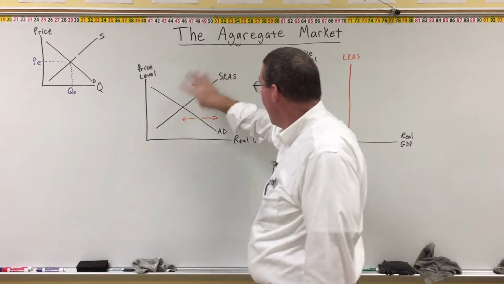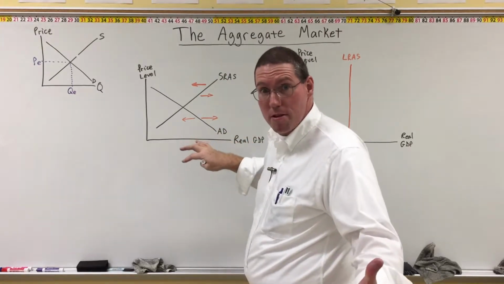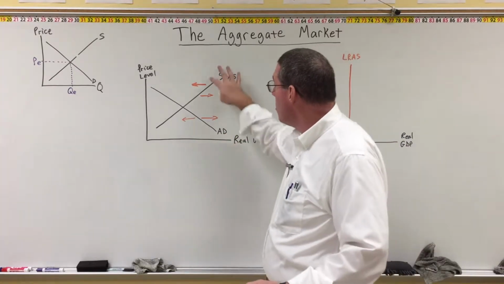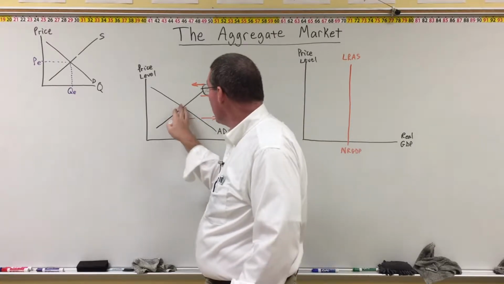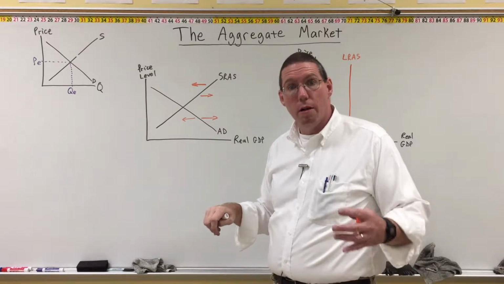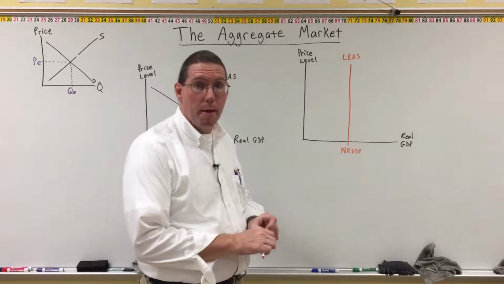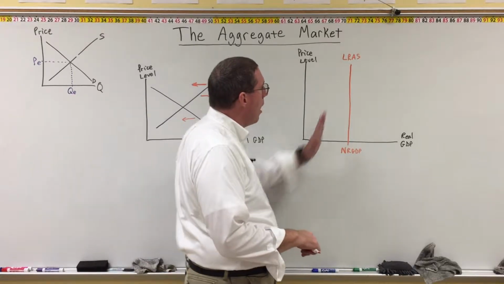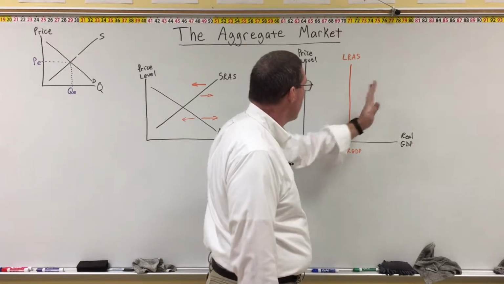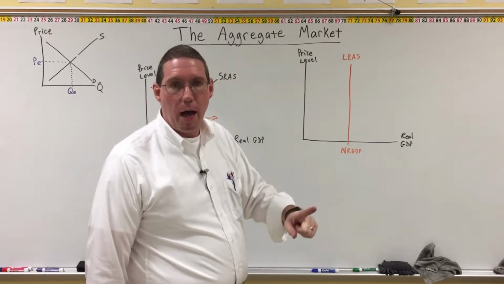So in the aggregate market, short-run aggregate supply fluctuates. We've already said that with the business cycle, right? Aggregate demand also fluctuates. And when those things fluctuate, their equilibrium, which again occurs at the intersection, will fluctuate. Not so with long-run aggregate supply. Long-run aggregate supply is stable. It is unaffected by price level. But just because it doesn't fluctuate up and down, it does change over time.